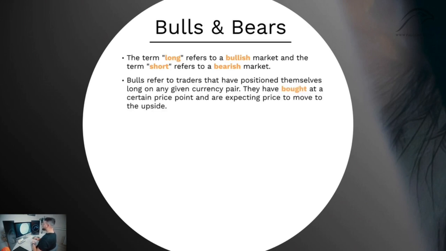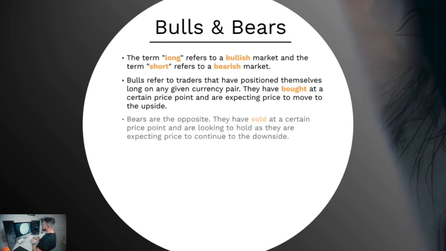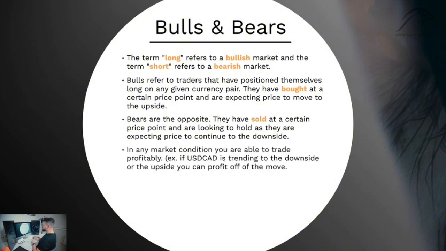Bulls refer to traders that have positioned themselves long on any given currency pair, and they've bought at a certain price point and they're expecting price to move to the upside. Bears, however, are on the opposite. So they've sold at a certain price and they're looking to hold as they're expecting price to continue to the downside. In any market condition, you're able to trade profitably.